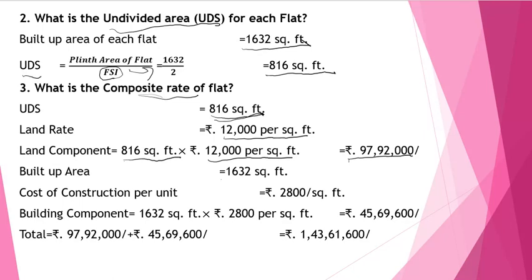Built up area is 1632 square feet. Cost of construction per unit, you know, is 2800 per square feet. So building component will be 1632 square feet multiplied by 2800. So 45 lakh 69,600 will be the cost of construction. So total, 97 lakh 92,000 plus 45 lakh 69,600, is 1 crore 43 lakh 61,600. This will be the composite rate of the flat.